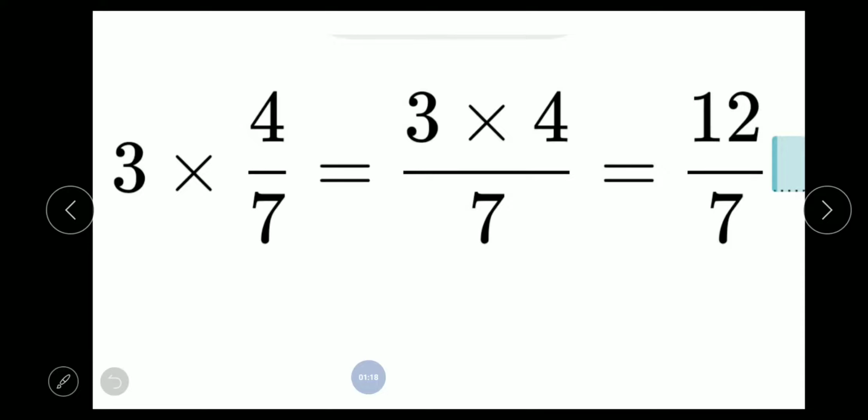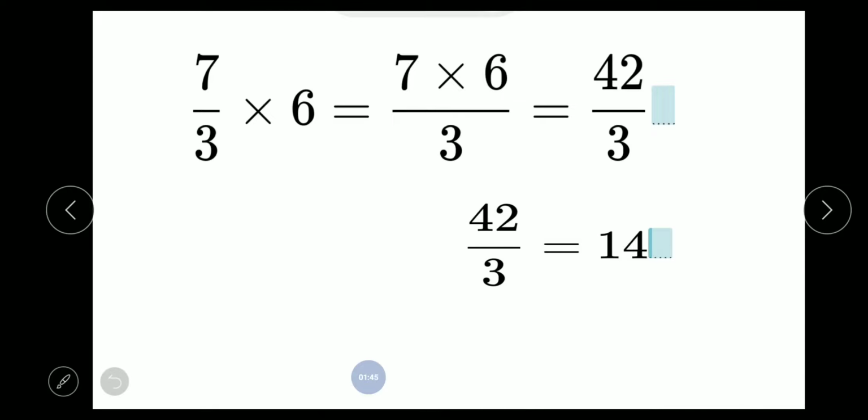First we multiply a proper fraction by a number. While multiplying, we don't change the denominator. The denominators are the same, and we multiply the number to the numerator. 3 into 4, 12. Then the answer is 12 by 7. If it is an improper fraction, you can change it to a mixed fraction.